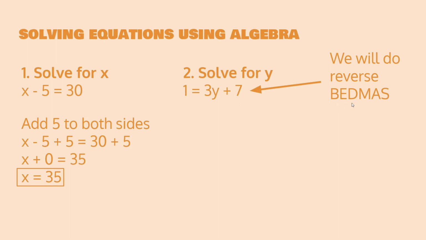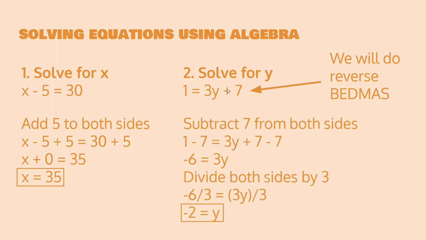BEDMAS, like order of operations, is helpful when you're simplifying something. So you do brackets, exponent, division, and multiplication in the order they occur, and addition and subtraction in the order that they occur. Here, when we're doing algebra, we want to do this the opposite way. So we're going to start with any addition and subtraction, then move on to division, multiplication, and then exponents, and then brackets, which in this case, there aren't exponents or brackets.